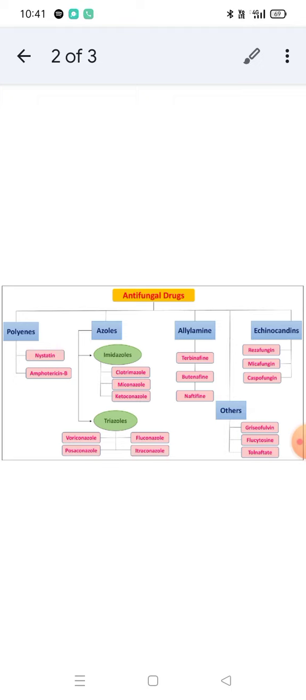In the azole class, there are two classes, that is imidazole and triazole. And you tell me the answer for this, why these other classes are mentioned. This classification, you can see, is based on the structure of the molecule or that drug. And nystatin comes under the polyene class, and apart from nystatin, amphotericin B also comes under the polyene antibiotics.